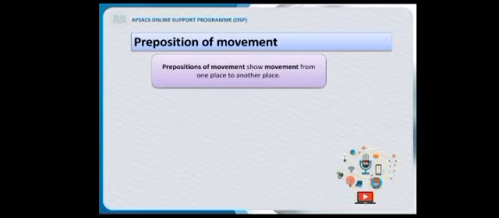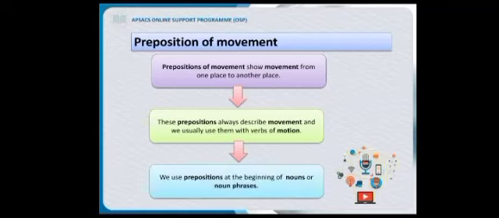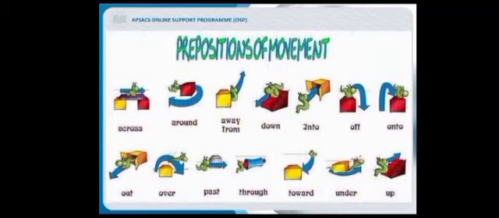Let's talk about prepositions of movement. Now these show movement from one place to another place. It also describes movement and we usually use them with verbs of motion. We use prepositions at the beginning of nouns or noun phrases. Let's take a look at some of the prepositions of movement.